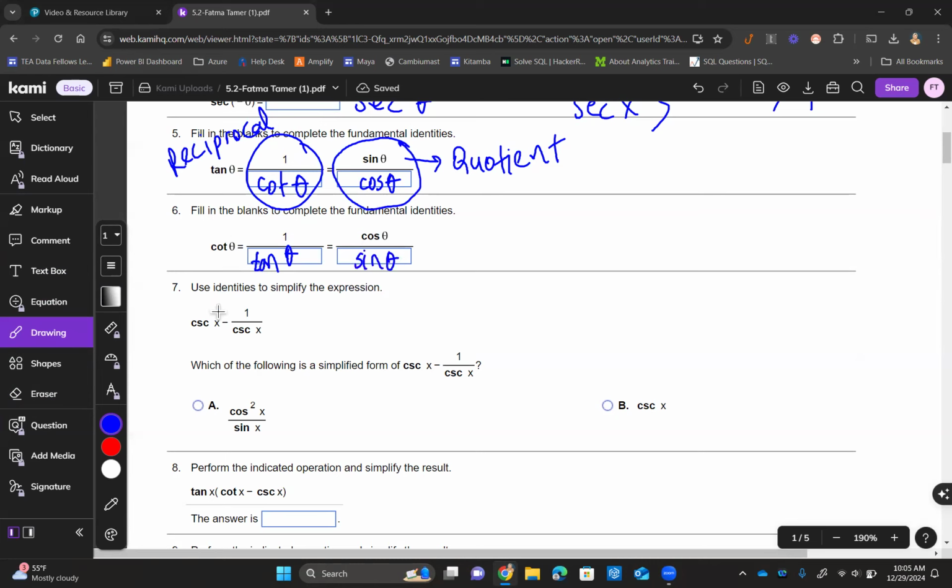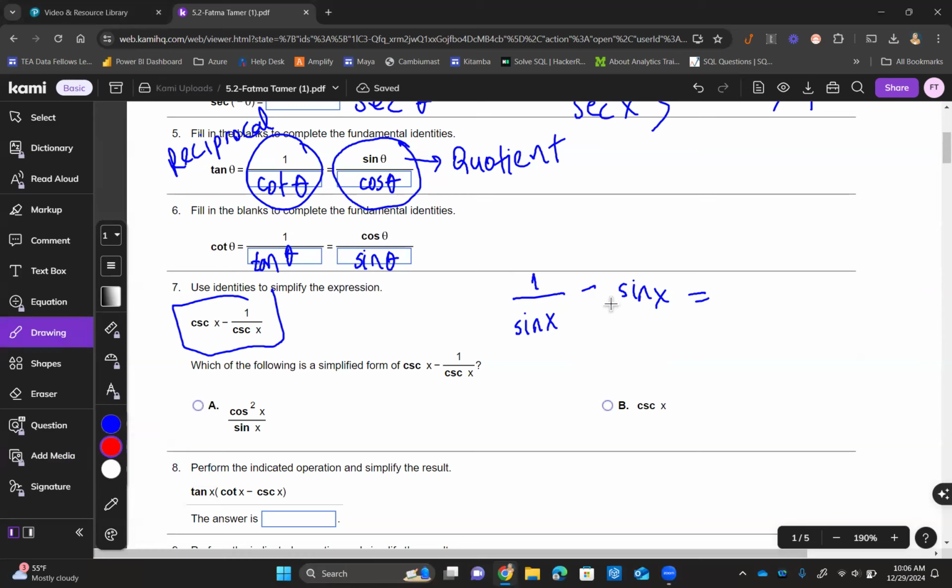Now, number 7 says use identities to simplify this expression. So we're going to choose the equivalent version of cosecant of x minus 1 over cosecant of x. Whenever the question is in terms of secant and cosecant, I like to change them to be in terms of sine and cosine. Cosecant of x is always equal to 1 over sine of x, minus, and 1 over 1 over sine of x will just return me sine of x. So this is the expression I need to simplify.